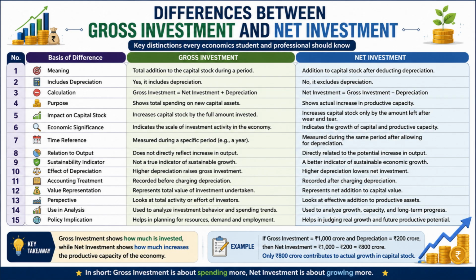To summarize, gross investment measures how much is invested in total, whereas net investment measures how much the productive capacity of the economy actually increases after accounting for depreciation. Understanding this distinction is essential for evaluating economic growth, business expansion, and investment performance.